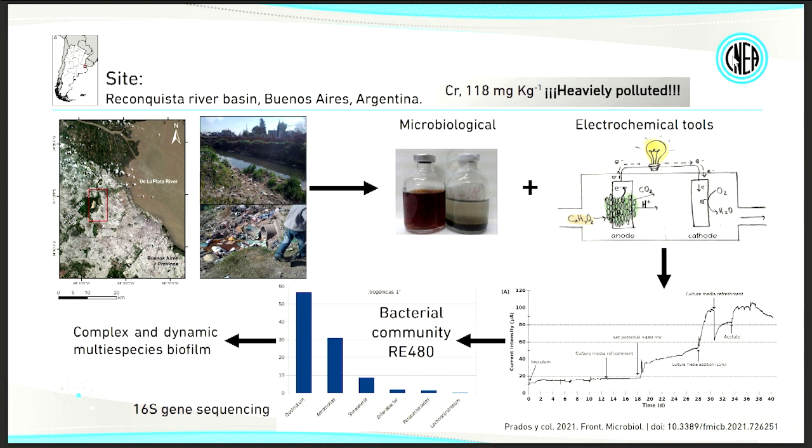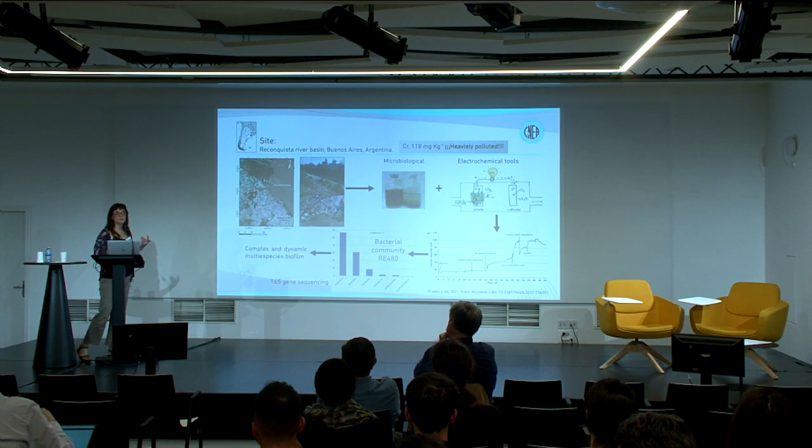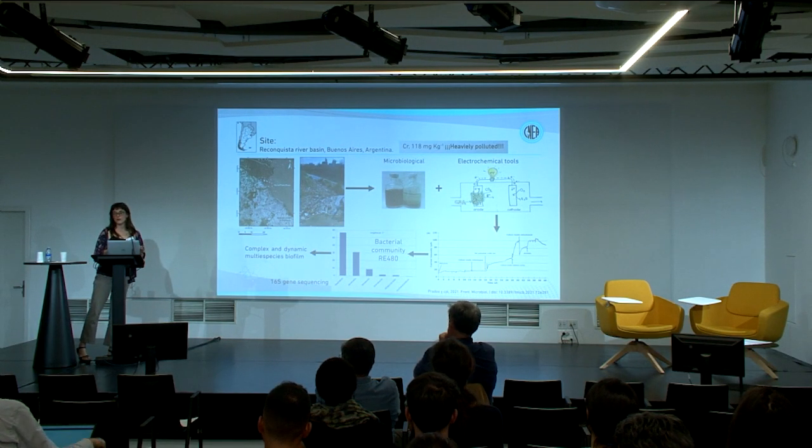I won't go into details of this, but the community was composed of at least 6 genera of bacteria. One of them is Shewanella. Shewanella, as I said before, is one of the model electrogenic microorganisms these days, and we have lots of data about this microorganism.